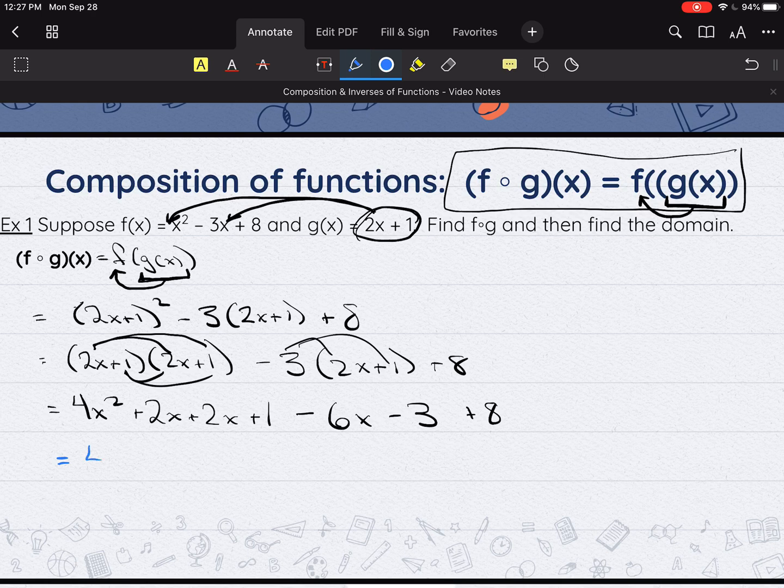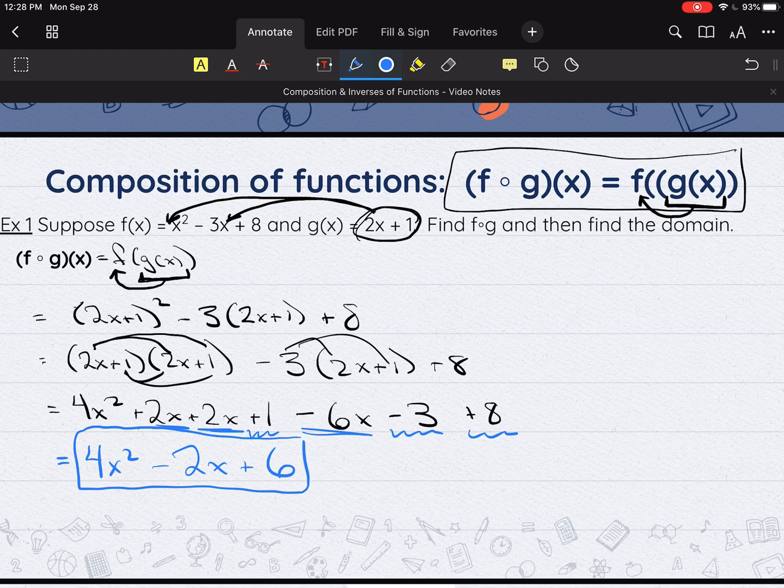So there's no other x squared. I see that I have plus 2x minus 6x. So that's 2x minus 6x, which gives me minus 4x. And then I have 1 minus 3 plus 8, which gives me positive 6. So there is my answer. Now, it also asks me to find the domain. So looking at my function, this is a quadratic. And quadratics have domain of all real numbers.